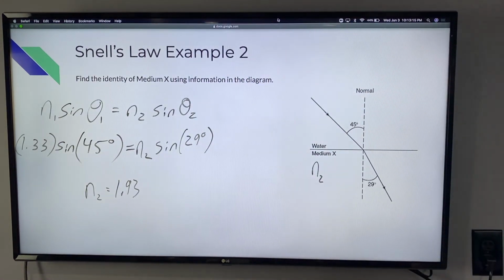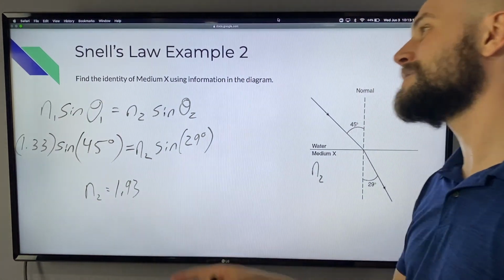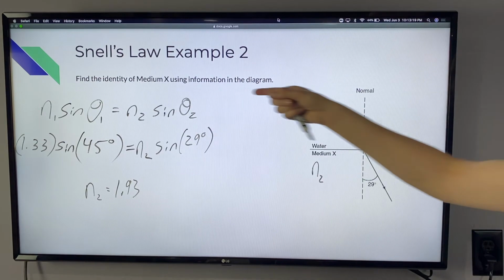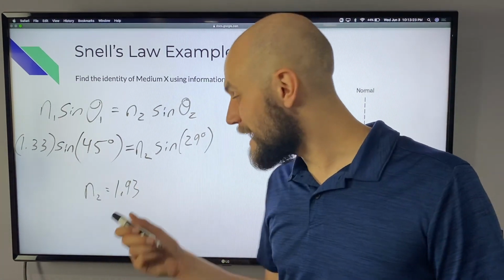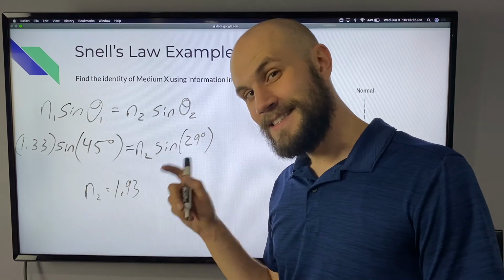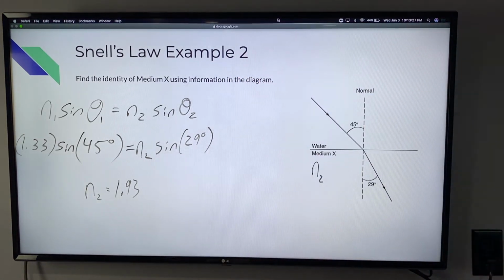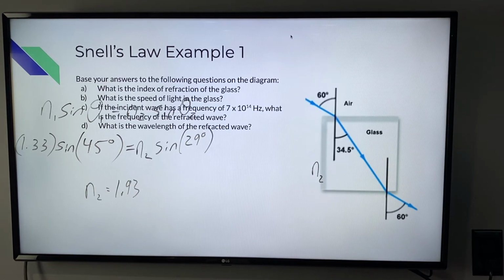Now, if you box that and say, I'm done, submit to Canvas, that's incorrect because that's not what the question asked us. The question didn't ask us what the index of refraction is. They asked what the identity of medium X is. You have to use this information, take one more step, go to your reference table, take a look, let's see what material has an index of refraction of 1.93.